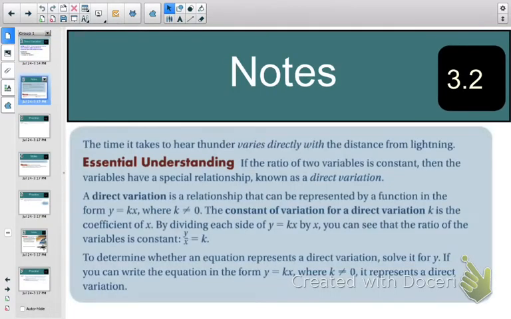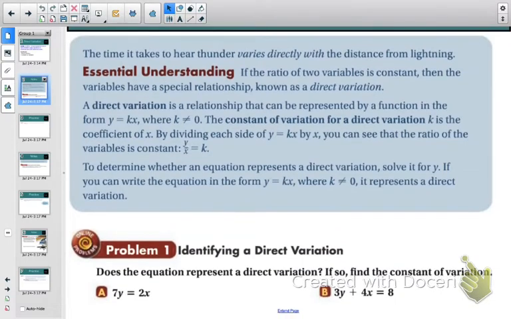Okay, so here it says the time it takes to hear thunder varies directly with the distance from lightning. So you've probably heard that before. You count how long from when you see the lightning to when you hear the thunder, and then it's like that many miles away or something like that. Anyway, this is called a direct variation, this relationship.